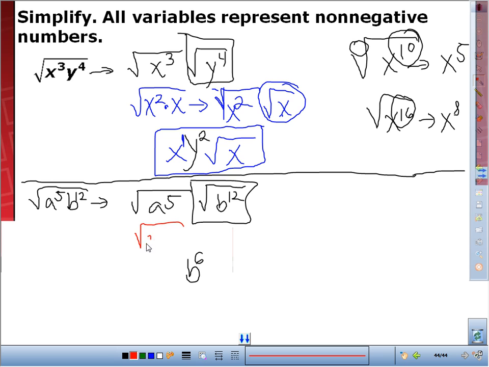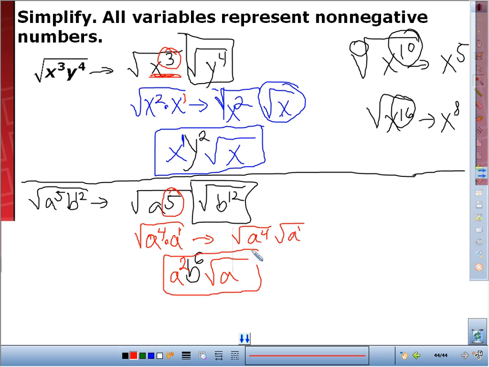This becomes a to the 4th times a. What do you notice I did over here on this one? Everybody look up. This one. I split this 3 up into 2 and 1. I split this 5 up into 4 and 1. Everybody see that? So therefore, at this point, this becomes square root of a to the 4th, square root of a to the 1st. So which one of these can we simplify? So what does this become? A squared, and we bring down the square root of a, and we're done.